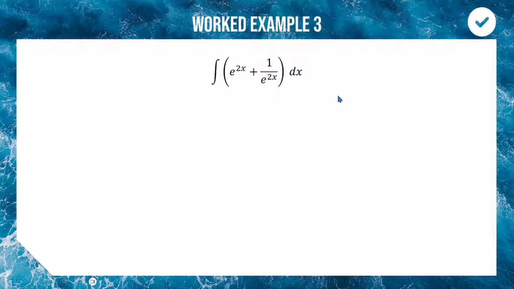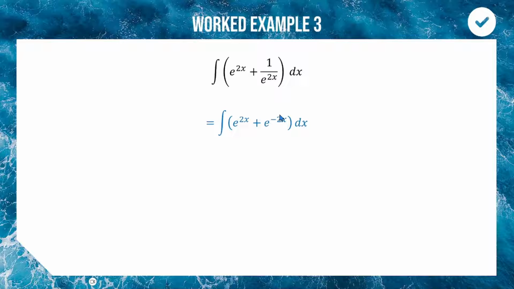Okay, next one, a bit more spicy. We've got e to the 2x plus 1 over e to the 2x. So e to the 2x is already in index form. It's ready to go. To integrate 1 over e to the 2x, we need to write this in a different form. We need to use negative powers and write this as e to the minus 2x. Now we're ready to integrate.